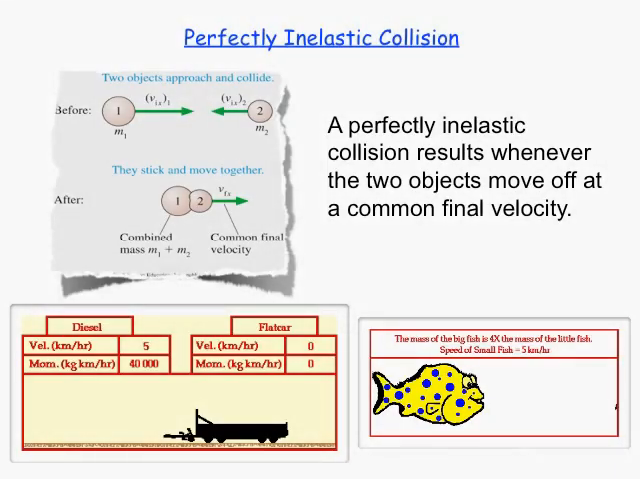An object that sticks to a wall, such as the clay car or clay ball, we call perfectly inelastic. Perfectly inelastic collisions result whenever two objects move off at a common velocity because they stuck, or in simple terms, if there's a loss in speed, it's an inelastic or sticking collision. The opposite would be a perfectly elastic collision where objects don't lose their speed. We'll see next week when we do energy conservation that perfectly inelastic versus perfectly elastic depends on whether an object loses its kinetic energy, perfectly inelastic, or maintains its kinetic energy, perfectly elastic.